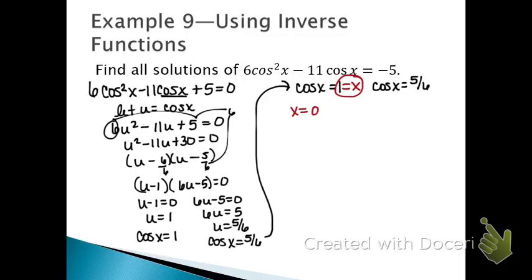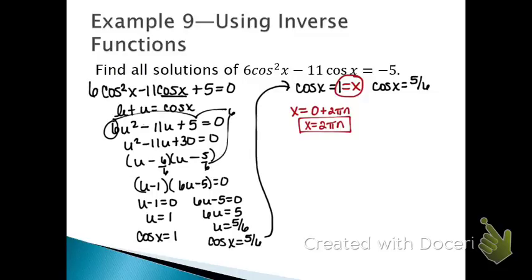But am I restricted here? No. But if I add 2 pi to the 0, I'm at 2 pi, aren't I? So let's just put plus 2 pi n in. And what is 0 plus 2 pi n? It's just 2 pi n. All right, so that's one of my answers.